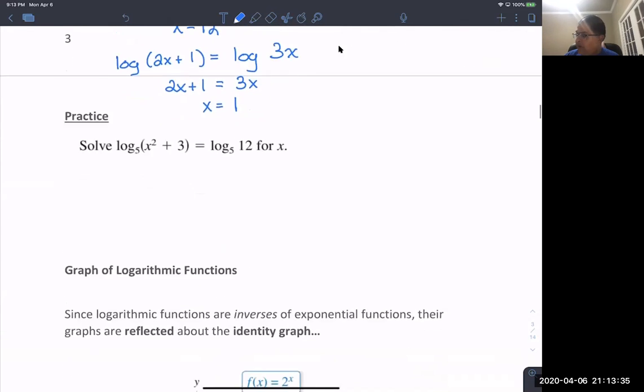So let's have you guys practice this one. Log base 5 of x squared plus 3 equals log base 5 of 12. I would highly recommend that you pause the video, try to do the work by yourself, and then come back for the answer.